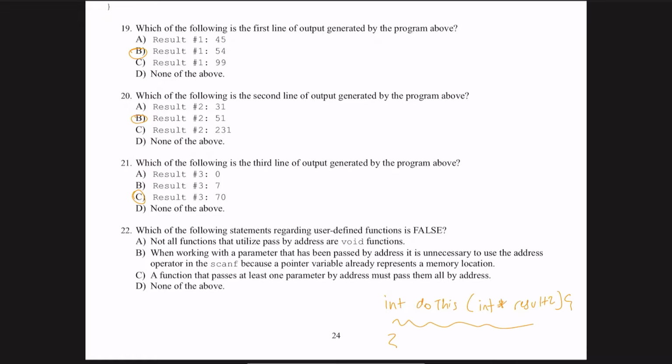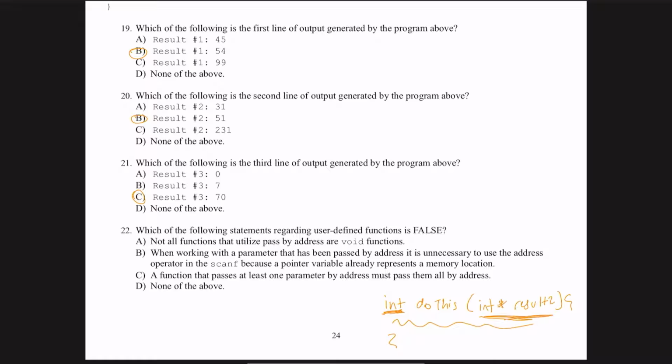So in this function, we're going to return an int, but we're also going to pass by address because we need a second result or some sort of output from this function. So you can do both in one function. Therefore, not all pass by address is void. B. When working with a parameter that has been passed by address, it is unnecessary to use the address operator in the scanf because a pointer variable already represents a memory location. This one is also going to be true.